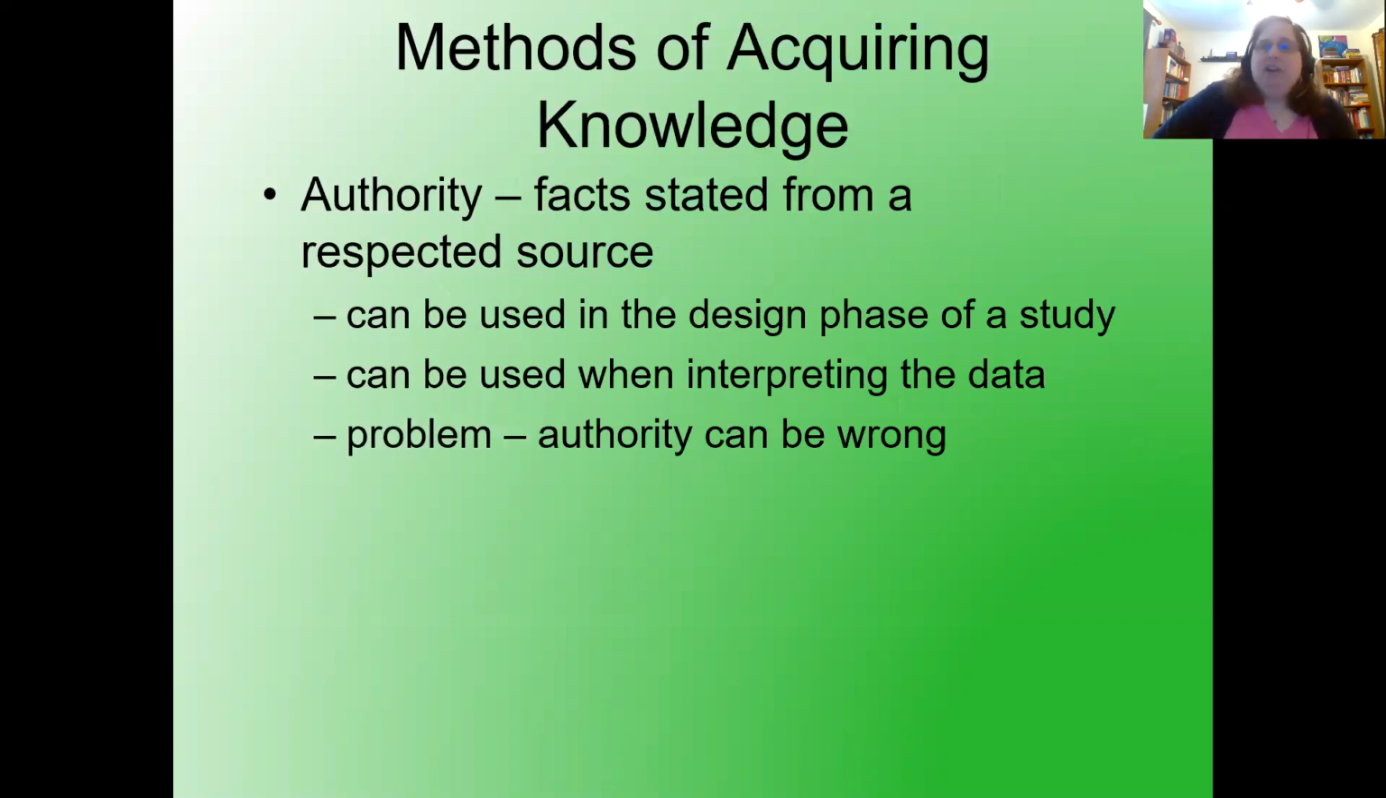The next method of acquiring knowledge is authority, or facts stated from a respected source. For example, it could be news media, books, government officials, religious figures, political pundits, a whole host of whatever are known as authority figures. Authority figures might be useful in the design phase of a study, and they might be useful when you're interpreting your data, but the problem is authority can be wrong. We all know this, right? Just because you hear it from even a well-respected source does not mean that it is definitely truth and definitely something we want to enter into science. So that's authority for you.